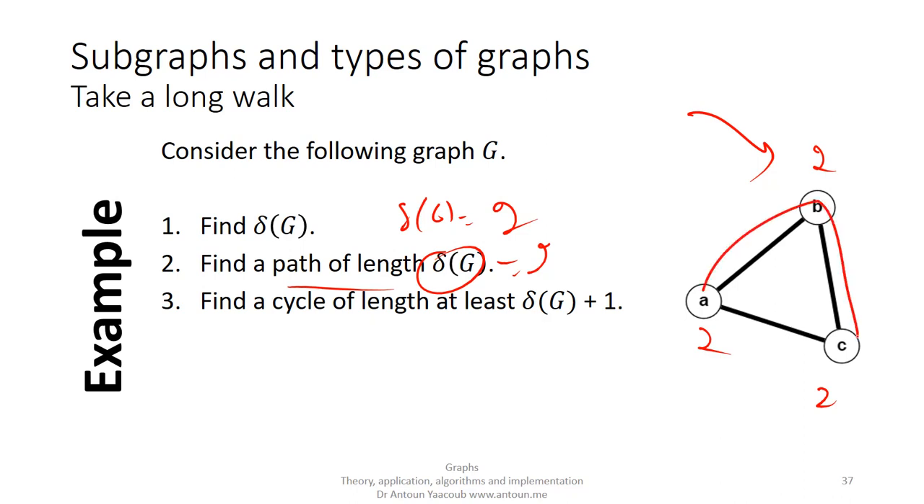I have A, B, B, C. So this is a path. I'm going from A to C. I can also have a path of length 2 from A to B, ACB and so on. So I can find a path of length 2. I can also find a path of length less than 2. For example, I find AB. This is of length 1, but I can find a path of length 2.